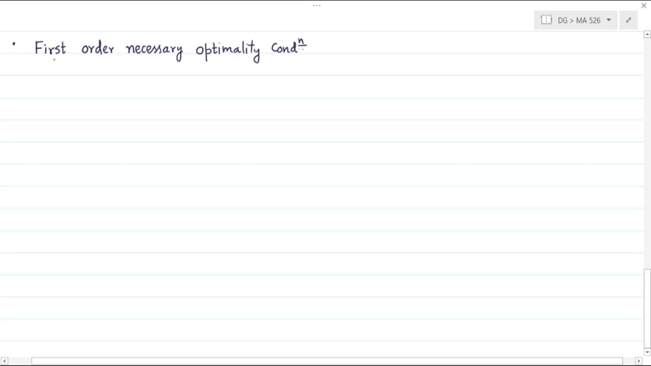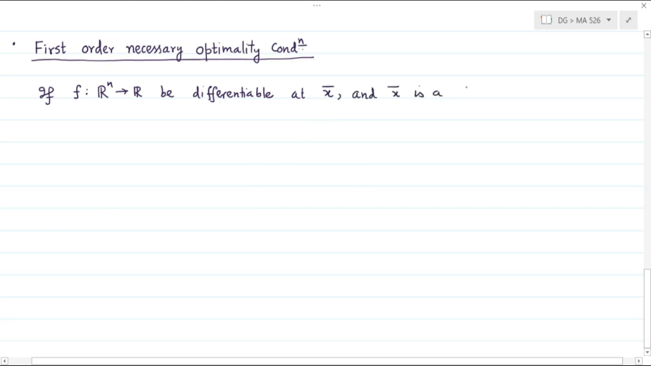It says that if f is differentiable at a given point x bar, and if the point x bar is a local minimizer of f, then you must have the gradient vector at the point x bar a null vector. Fine. Now, why is this so?